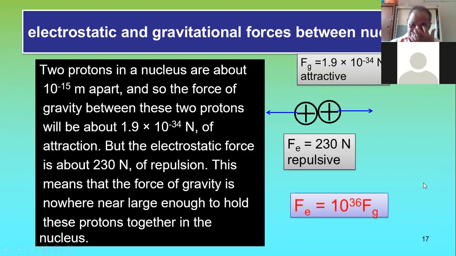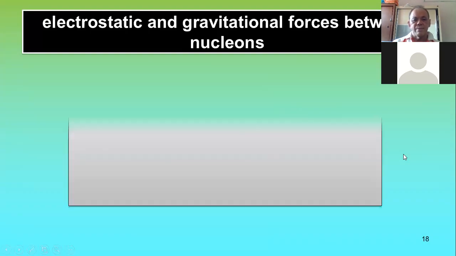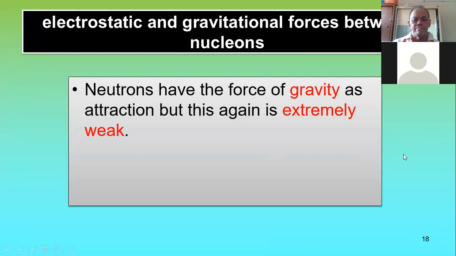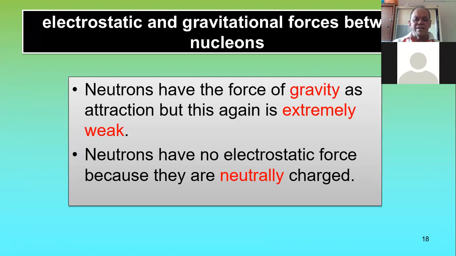Or we can take a ratio. The ratio shows us clearly, okay? The electrostatic force is 10 times 10 to the power 36 times greater than the gravitational force. Same with neutrons. Neutron and neutron will attract each other, and neutron and proton will attract each other with gravitational force. But as I say, gravity is very small. And neutrons don't have electrostatic force. They are neutral, no charge.